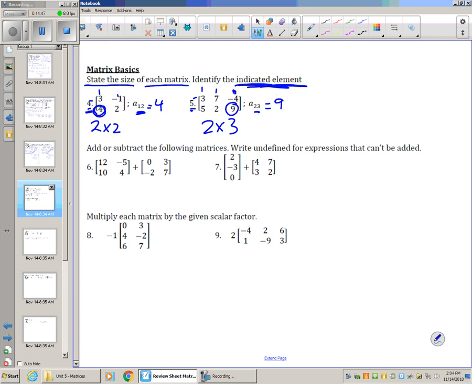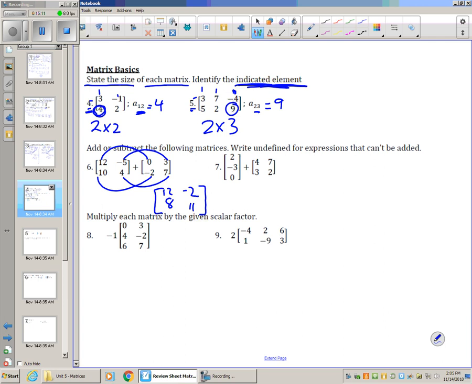So know how to do those. 6 and 7, simple problems. Know how to add them together. They have to be the same size, and you just add the corresponding parts. 12 and 0, negative 5 and 3, 10 and negative 2, 4 and 7. Okay, I ended up getting 12, negative 2, 8, and 11.